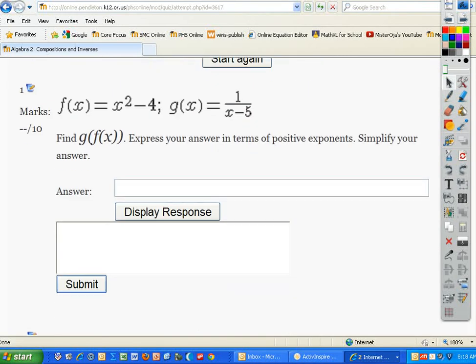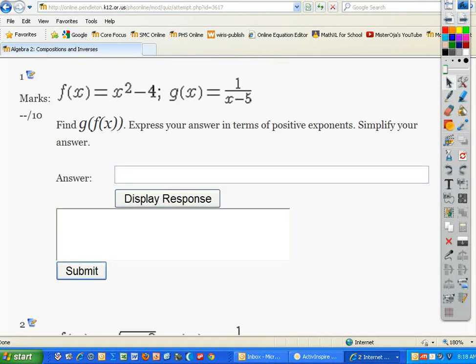Compositions. Okay, now what in the world does this mean? If they give us f of x and g of x, and we want to find a composition, so we want to find g of f of x, this is really simple if you just remember how this pattern works. Okay, so let's take a look at just a couple of these.